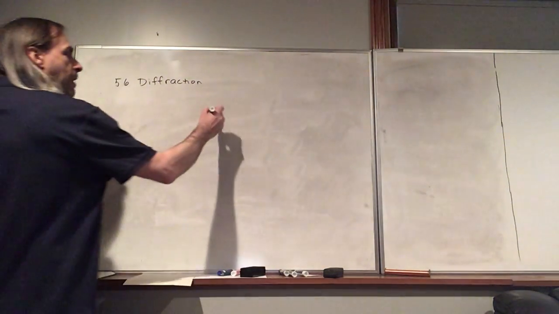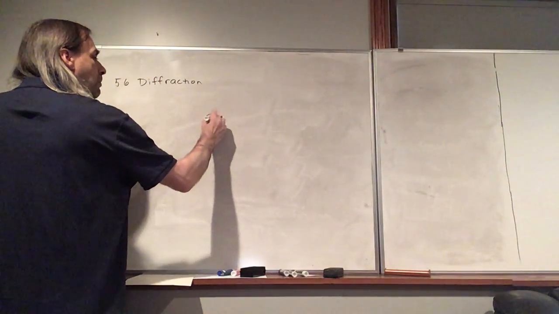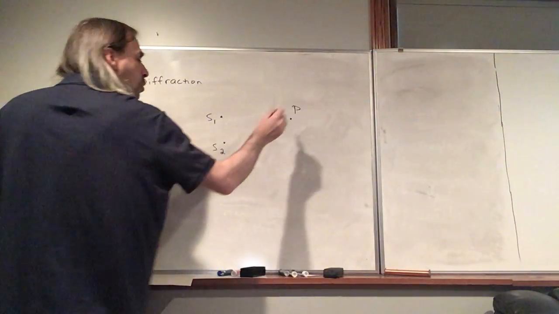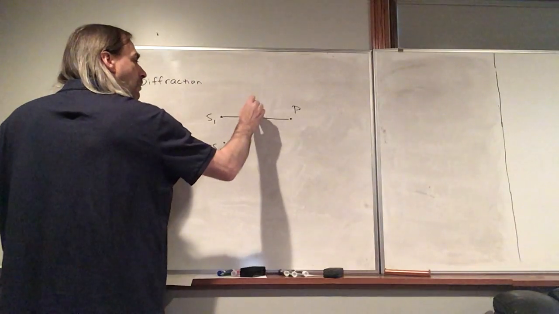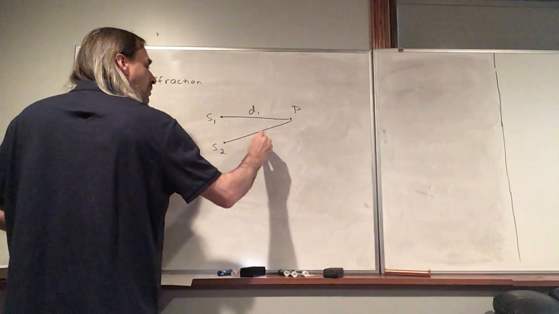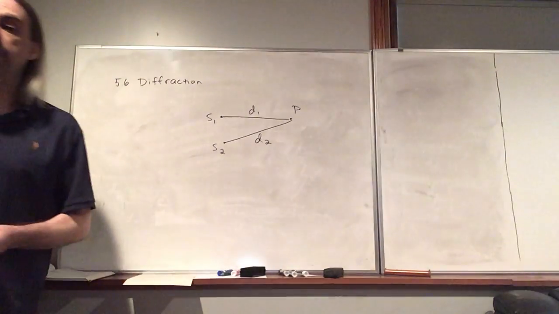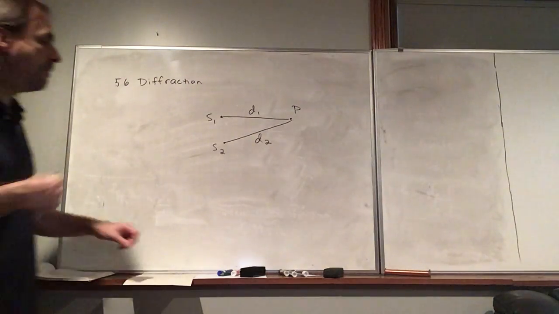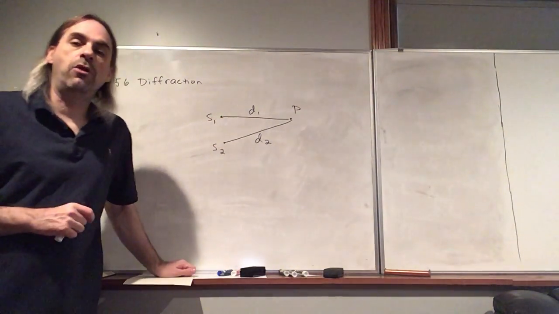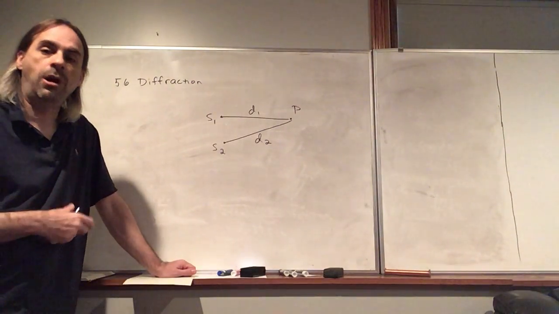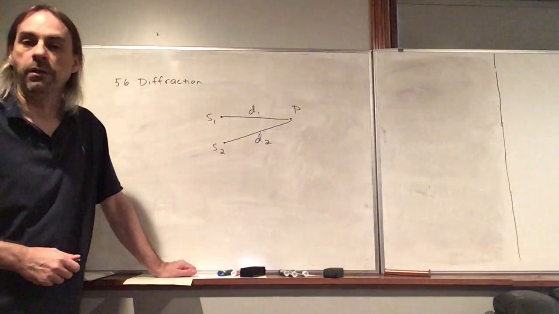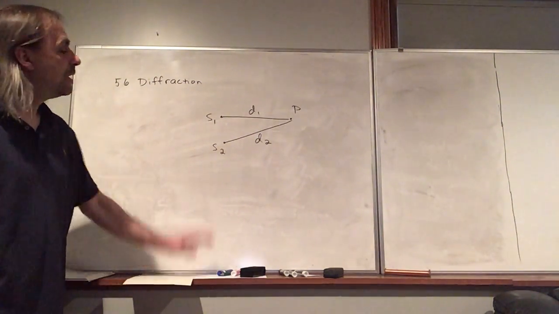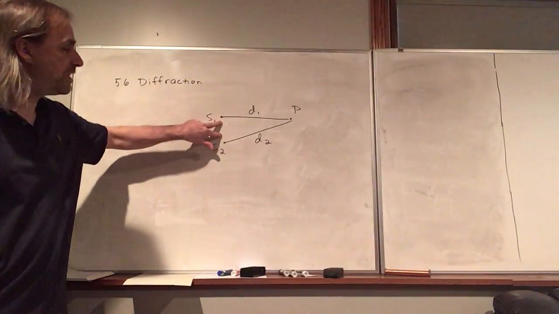But the idea is, say you have two sources of waves, say S1 and S2, and then you have some point P. So we can look at the distance from each source to that point P. We'll call those D1 and D2. Now we have to make an assumption that the waves coming from S1 and from S2 are in phase with respect to each other. So we're just going to make that assumption throughout the whole class. So these two waves are in phase when they start.